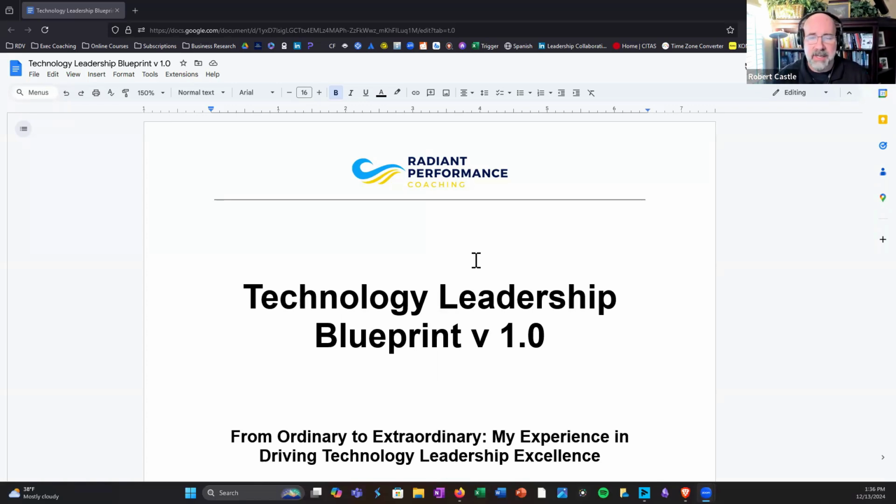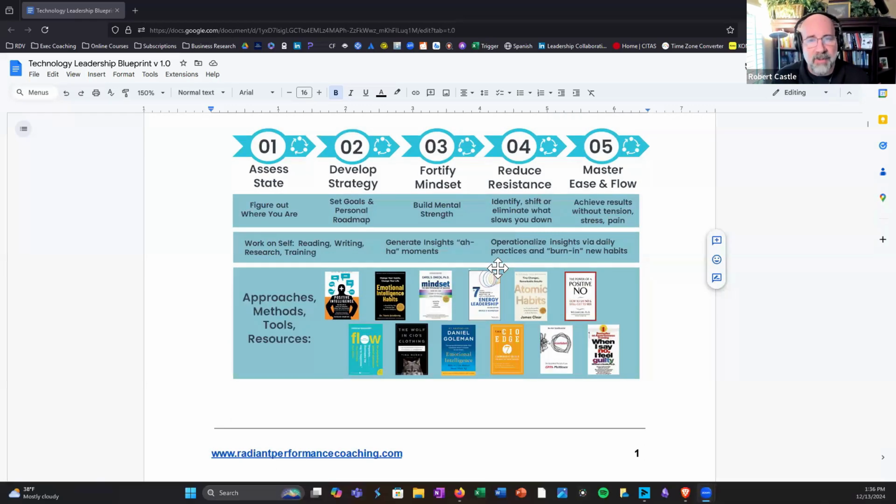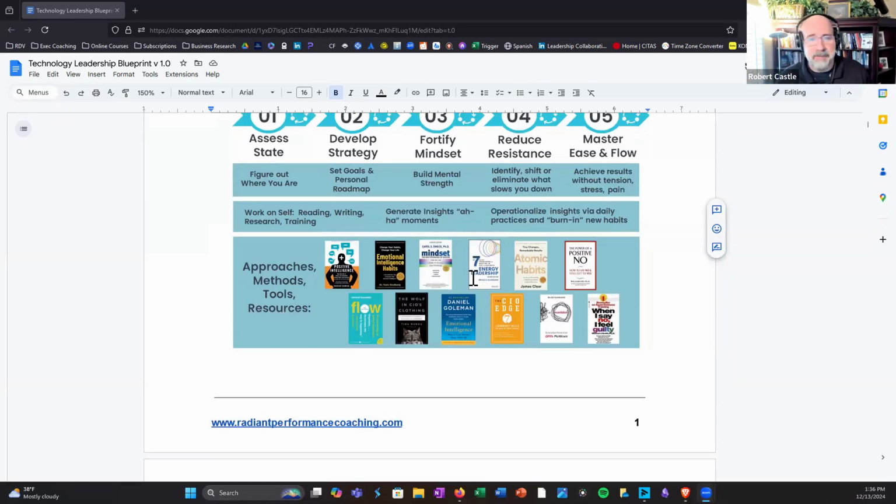So here it is. The technology leadership blueprint is all about driving excellence in technology leadership, from taking the ordinary leader to the extraordinary. In this document, we go through the 5-step process that I've developed with my clients over the years to make that transition. So we're going to go through that today.